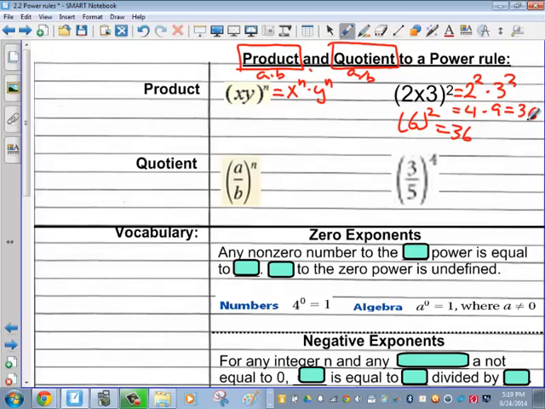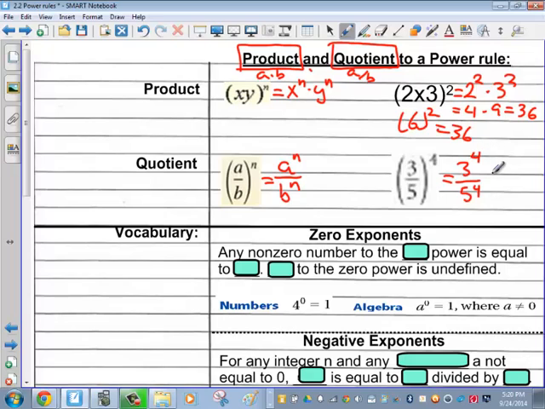Okay. The same thing can hold true with the quotients or the division. If you have a over b all raised to the n power, that's the same thing as a to the n power over b to the n power. Okay, and so if I take this and I apply it over here, what I would get is 3 to the 4 power over 5 to the 4th power.